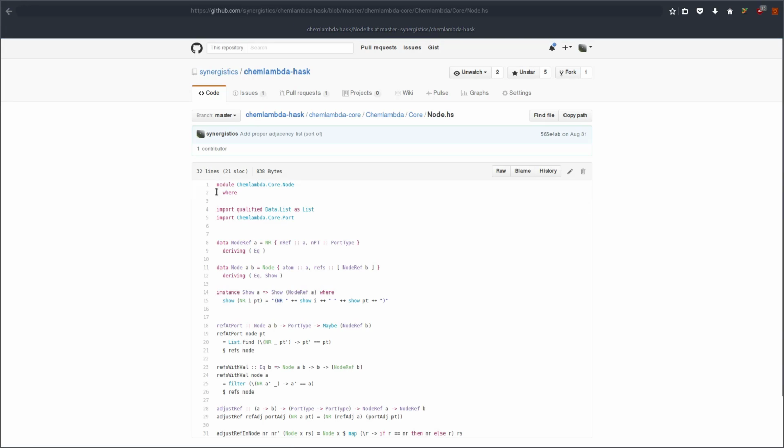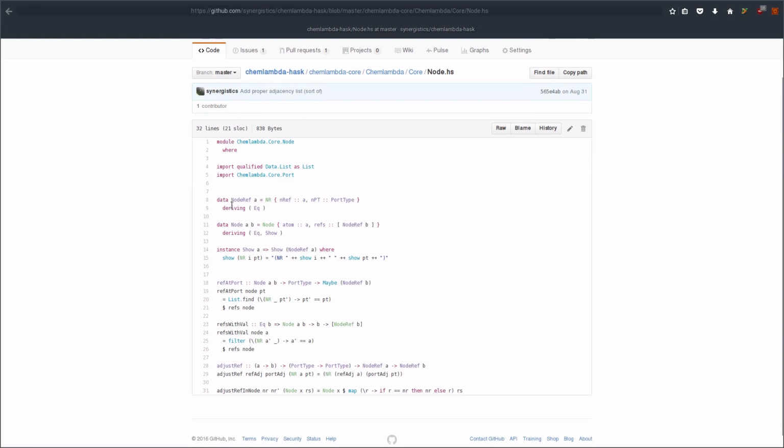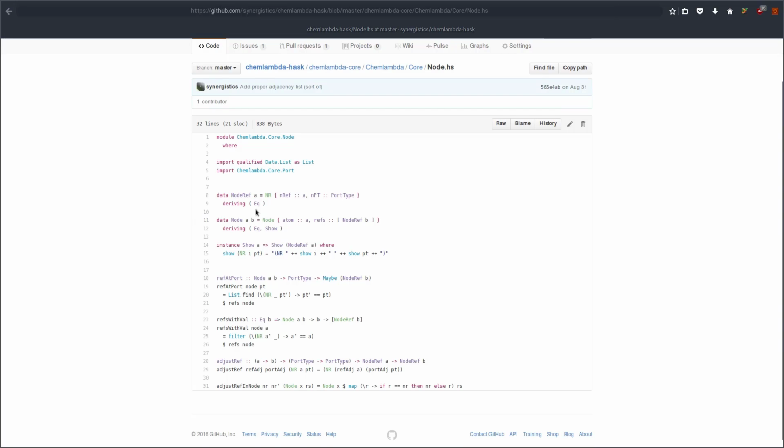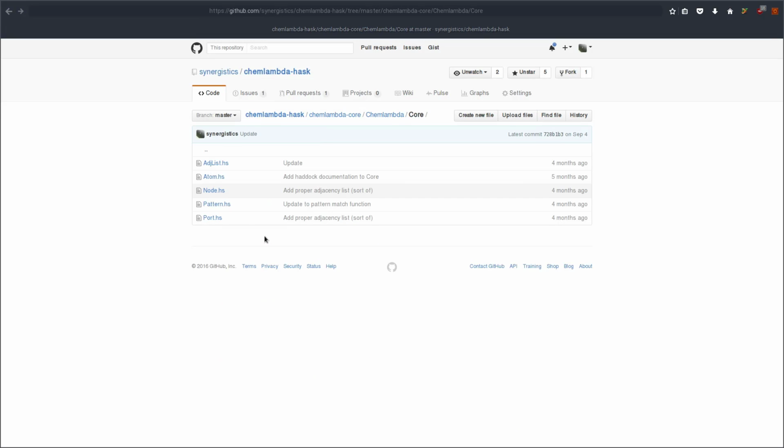And here we're looking at nodes. Now, there's a pattern that comes up in Chemlambda pretty often, and it's combining atoms with ports. The reason you do that is because every atom will have ports, and all ports will usually be associated with atoms. So nodes are just a data structure that pairs atoms and ports together so that you can talk about them together, which is often useful.